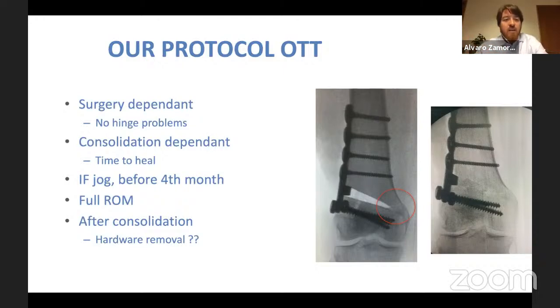Consolidation is dependent on time to heal. If the patient has to jog before 4 months, it's not allowed. Full range of motion at the beginning, and after consolidation, maybe we have to think about hardware removal to get all the patients back to their activities.